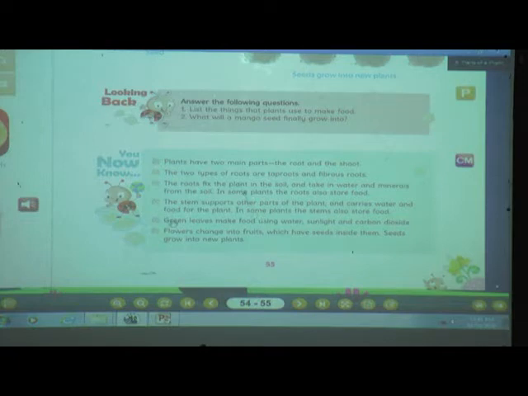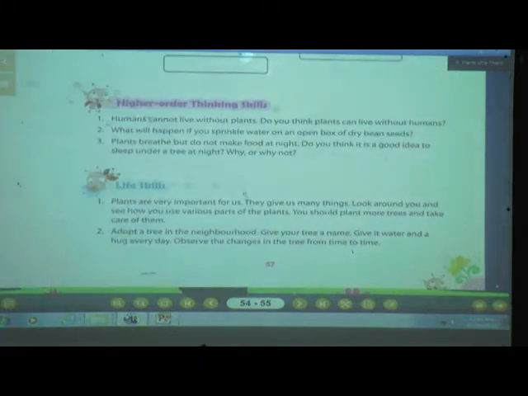Is it? Yes. Green leaves make food using water, sunlight and carbon dioxide. Flowers change into fruits which have seeds inside them and seeds grow into the plants. Now we will solve the exercise.